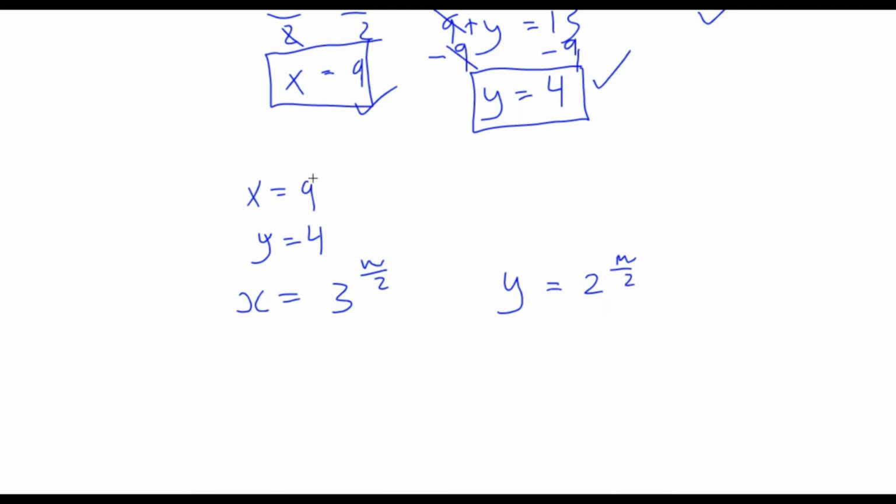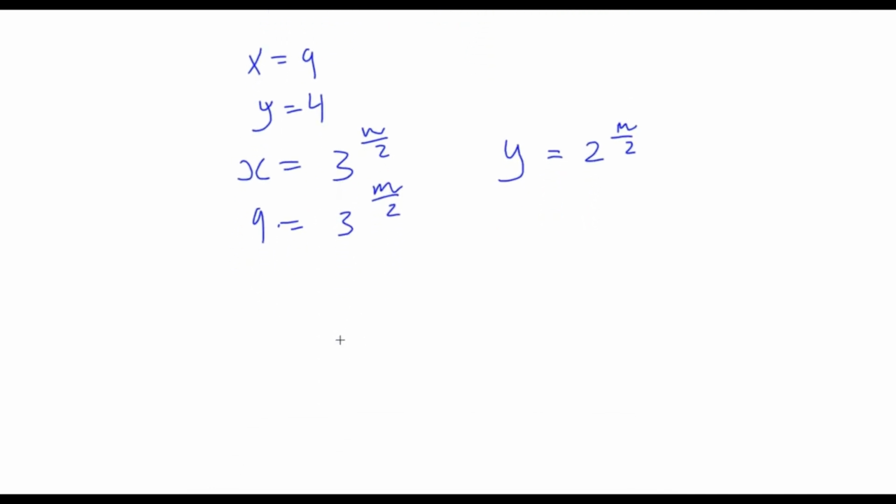So now we can simply plug in x and y for 9 and 4. Let's first start with x equals 3 to the power of m over 2. If we plug in 9 for x, we get 9 is equal to 3 to the power of m over 2. Now 9 is the same thing as 3 squared, right? So now we get 3 squared is equal to 3 to the power of m over 2.